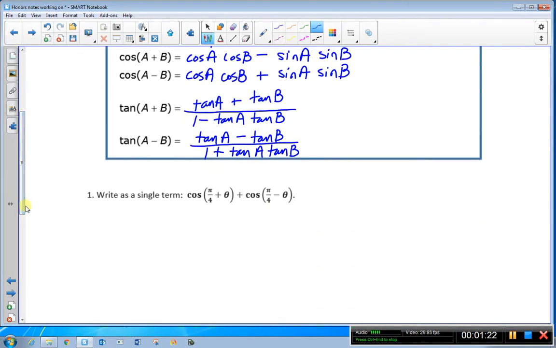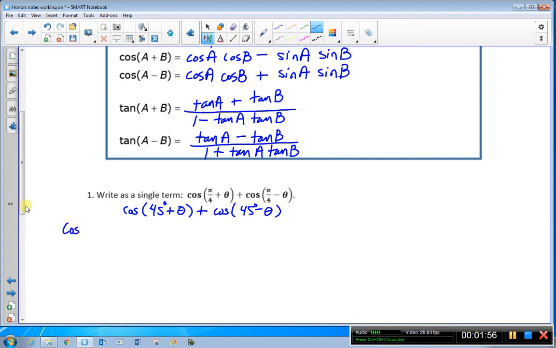So the first question says write as a single term cos of pi over 4 plus theta plus cos of pi over 4 minus theta. So that's really the cosine of 45 plus theta plus the cosine of 45 minus theta. I'm going to work it out in degrees. So I'm going to use the formulas from up above. So the cos of A plus B is what I'm going to use for cos of 45 plus theta.